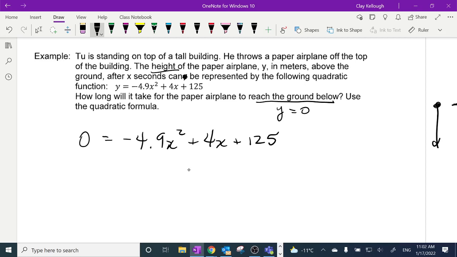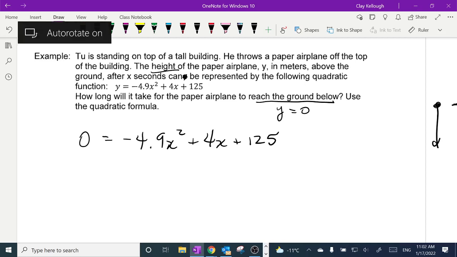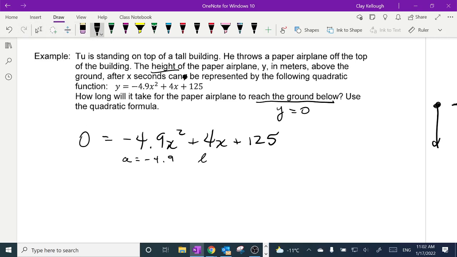Okay, and I'm going to flip this over so I can write better. There we go. Okay, so my a value is negative 4.9. My b value is 4. My c value is 125.